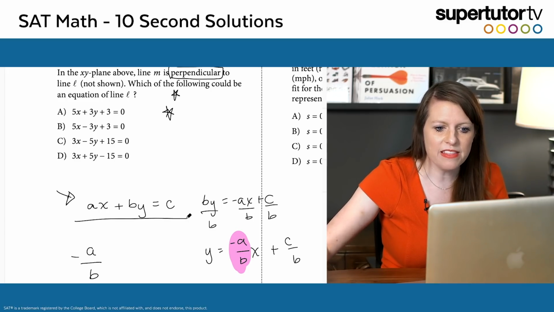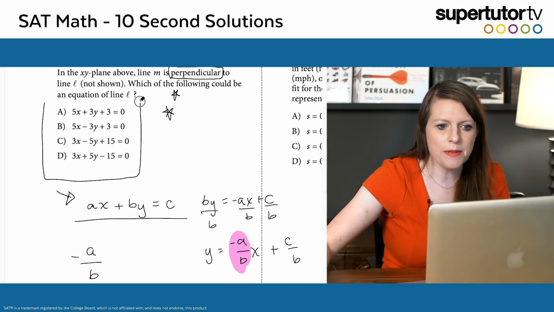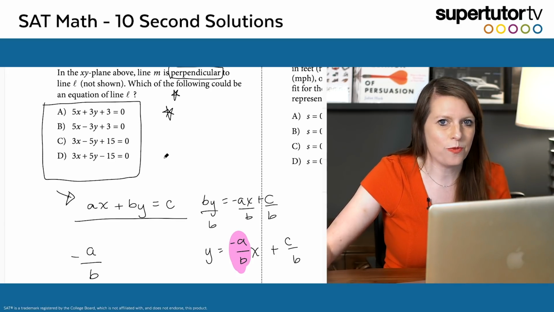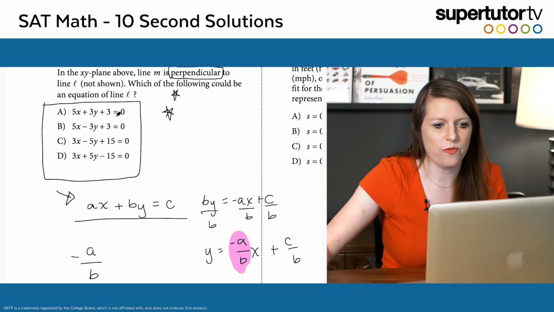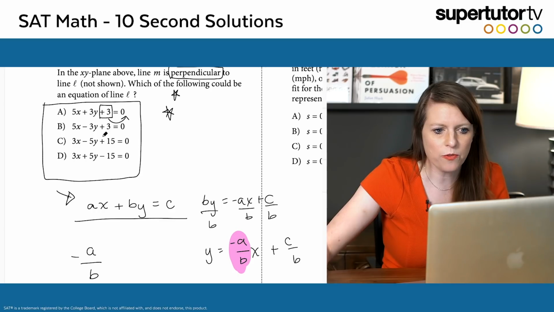When I have something in this form or a form that's very similar to it, I know that the slope is always negative a over b. So when I look at this problem and I see all these answer choices, granted, these are not in standard form exactly. They're almost in standard form, right? Because this piece would have to get moved over here in order for all of these to be in standard form.